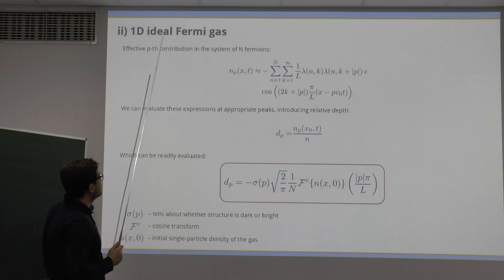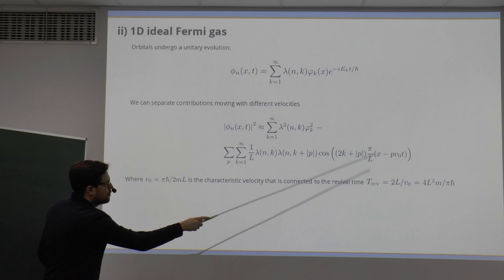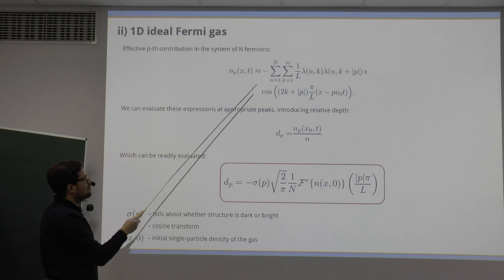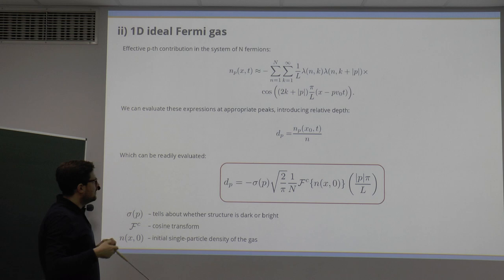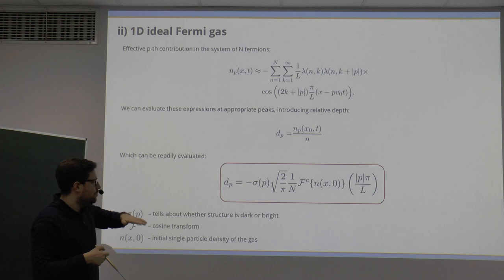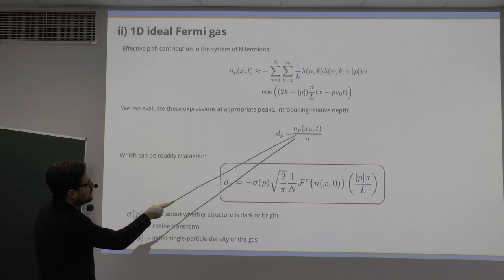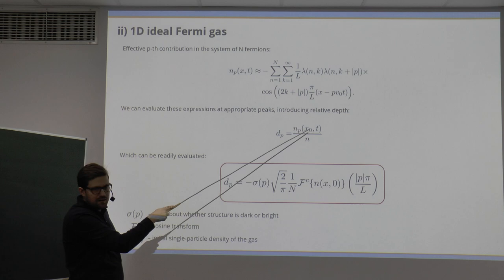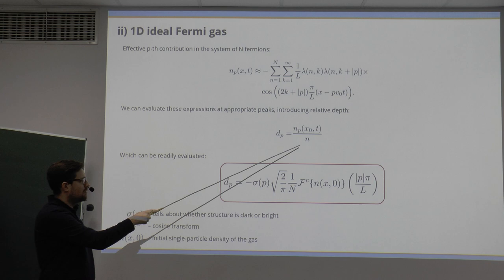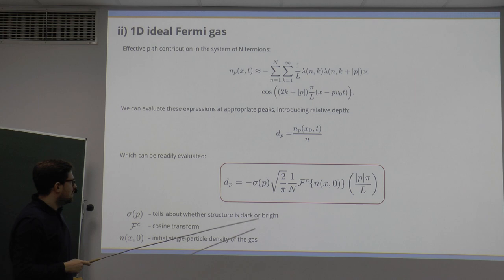So I will introduce a contribution that moves with the velocity P v zero. For each P, I'm taking a part from each of the orbitals as a sum over all of the orbitals. So we have this expression for the contribution that moves with the velocity P. As you could see, these contributions are localized at constant-velocity trajectories. We evaluate this contribution at this peak and see what happens to the depth of this contribution. So I introduce the relative depth, which is this contribution evaluated at this trajectory over the average density of the gas, which is just the number of atoms over L. After some calculations, which are quite nice, you can see in our paper, we can evaluate this relative depth.